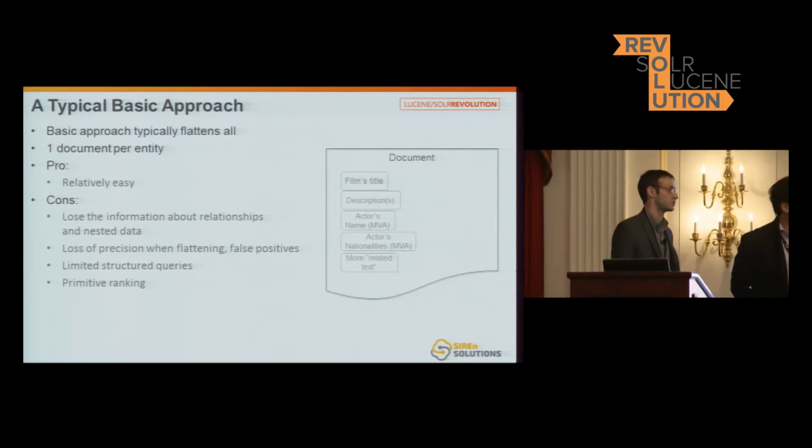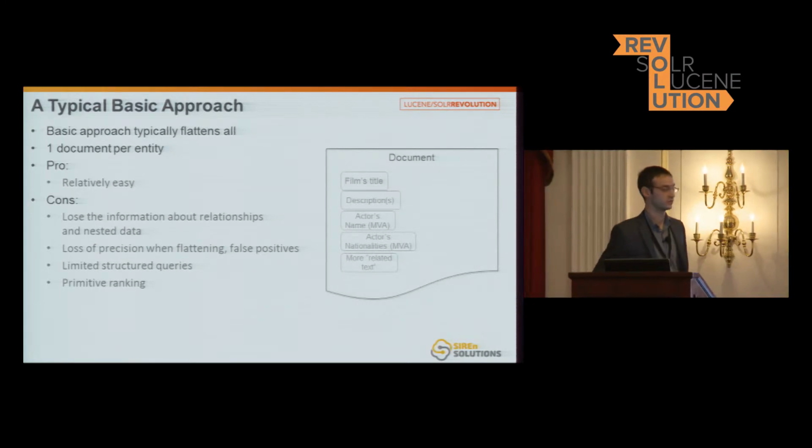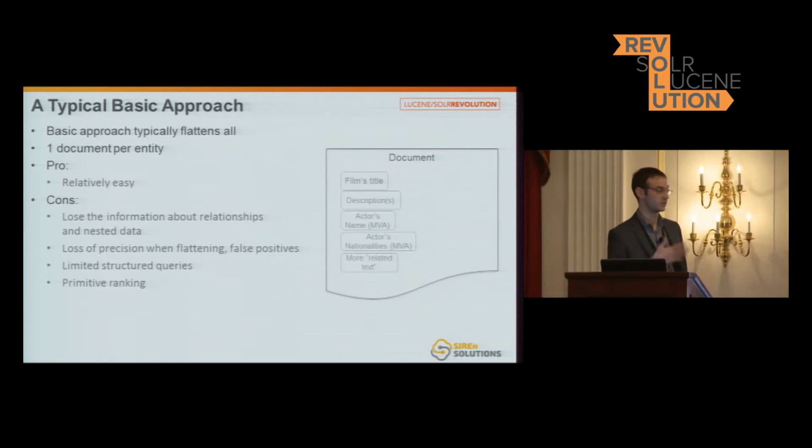At the moment, what are the current solutions that we have to search a knowledge graph? Here I will just go quickly over a summary of the different approaches we can use. The first typical approach is just using a plain Solr, so you flatten the data, one document per entity, and you flatten the relationship, for example, the name of the actor or the nationality of the actor, into a single field attached to the film.